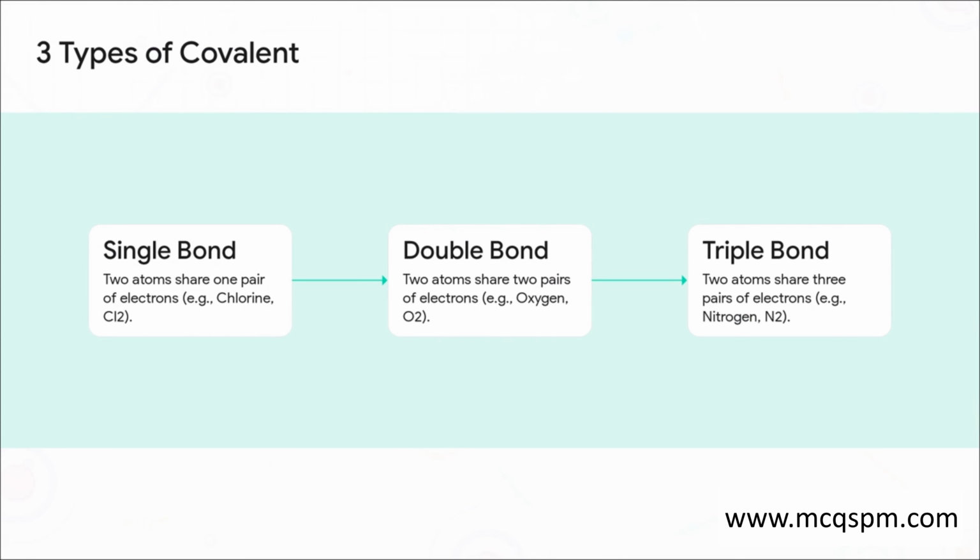But here's the thing. This sharing isn't a one-size-fits-all deal. Nope. It actually comes in 3 main flavors. First, you have your single bond, where they share just one pair of electrons, like in chlorine. Then you've got a double bond. You guessed it, sharing 2 pairs, like the oxygen we breathe. And then there's the super strong triple bond, sharing 3 whole pairs, like in nitrogen gas.